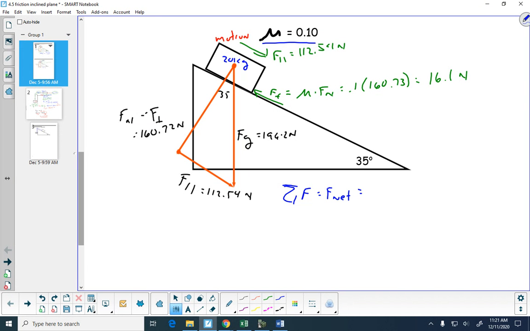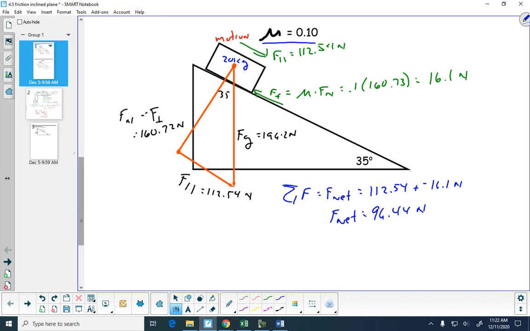So if we sum to find our net force in the direction of motion, the sum of forces is our force net in the direction of motion. Once again, we take motion to be a positive direction. Friction then would be in the negative direction. Katie, what do you get your net force to be? I got 96.44 newtons.